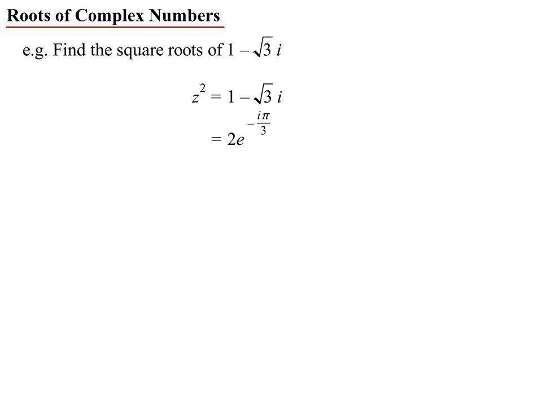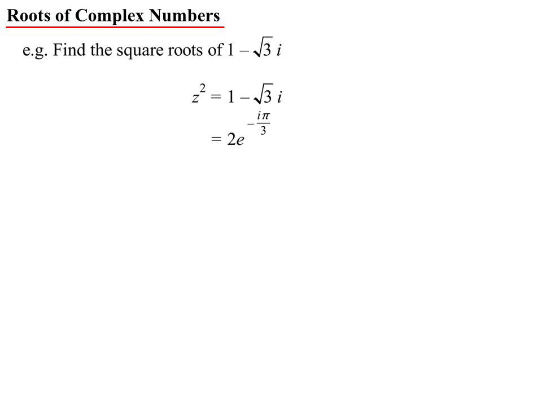How about finding the roots of complex numbers? Yet another way of finding the square root of a number. 1 minus the square root of 3i, we're going to find the square root of that. So z squared is 1 minus root 3i. I'm now going to put it in exponential form. Now its modulus was 2, its argument was minus pi on 3.